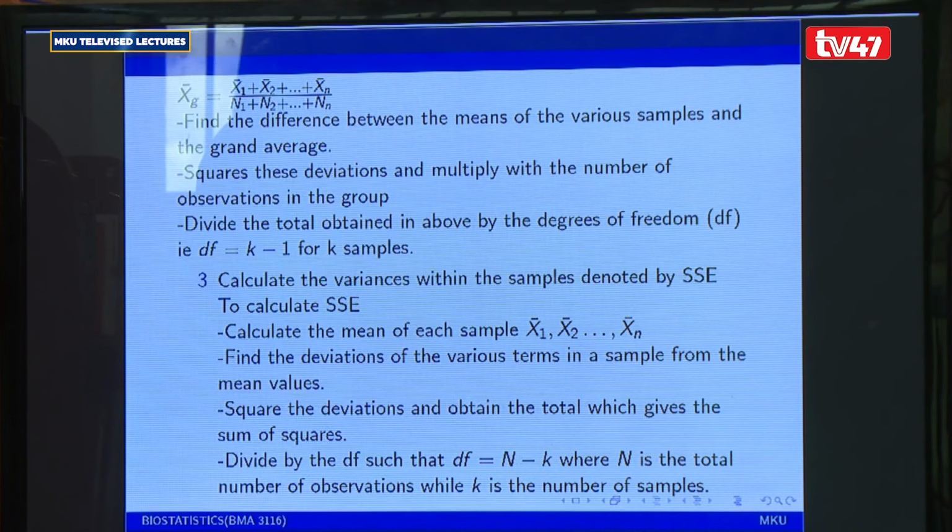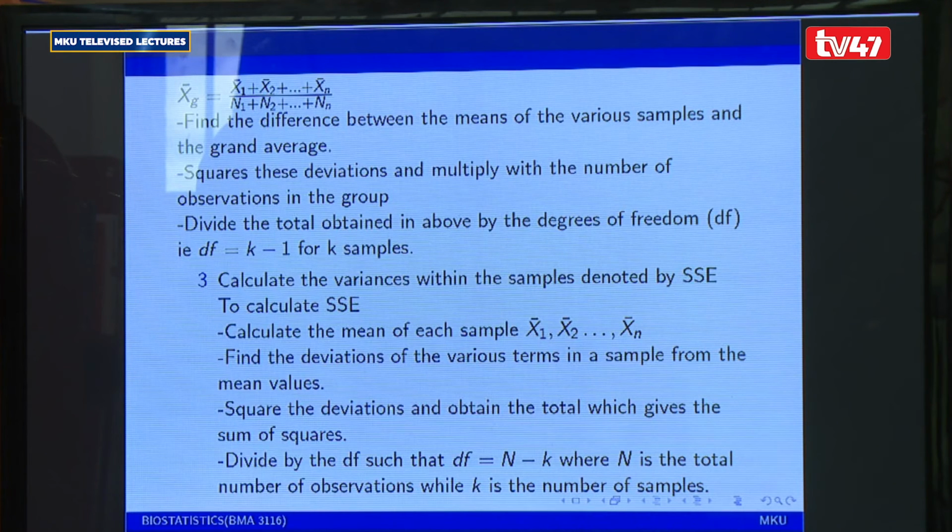Then we calculate the grand mean. Then we find the difference between the mean of each sample and the grand mean. In this case, calculate the mean of each sample, then find the deviations of each of the various terms in the sample from the mean values. So you again take the observations minus their means. Now square the deviations and obtain the total, which gives you the sum of squares.